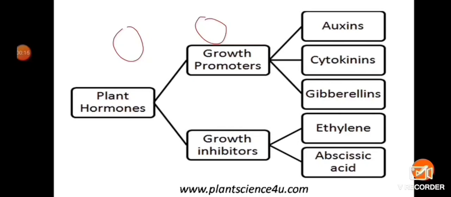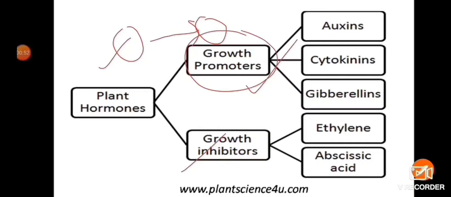Why does it have to travel? Because it has to go to the specific site where it has to change some physiological process. Let me give you an example. Imagine ripening of a fruit, growth of a particular part of a plant. So the hormone is produced in one region and it goes to the other region to perform some physiological process. So based on that, the phytohormones are divided into two. One is growth promoters, the other one is growth inhibitors.